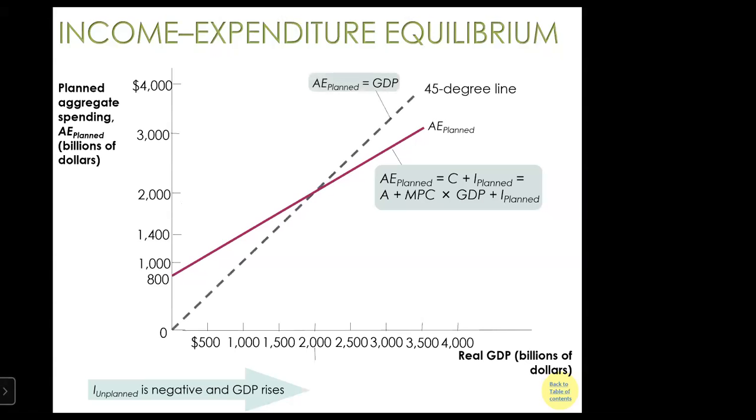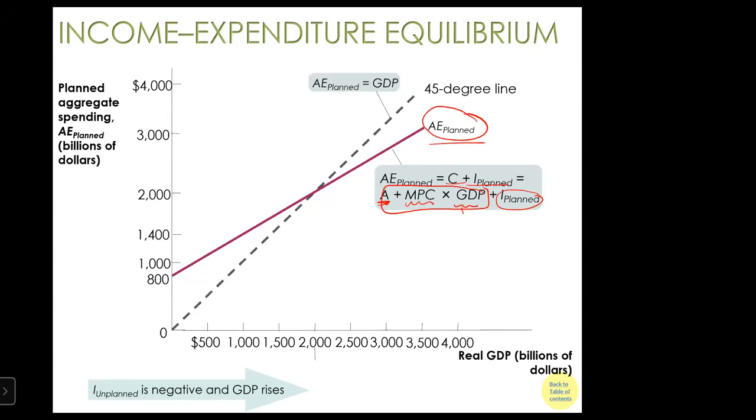Right, so this is a graph. We have aggregate expenditure, but it's planned, so it has C plus I planned. Then we can decompose it into A, the autonomous spending, and MPC, the marginal propensity to consume, times GDP, but that just tells you your income, right? Because your consumption is going to depend on your disposable income, plus I.